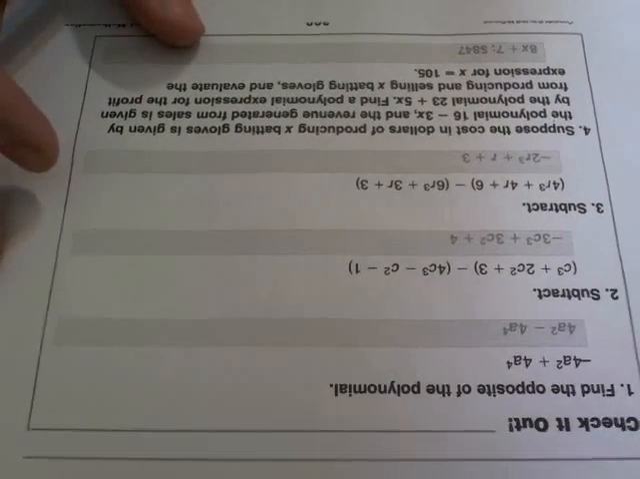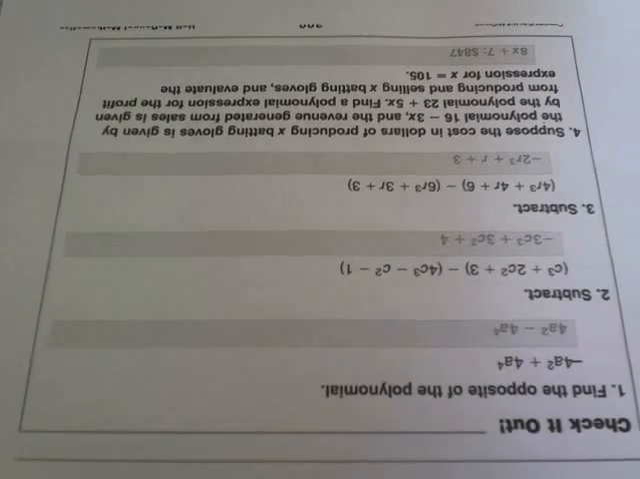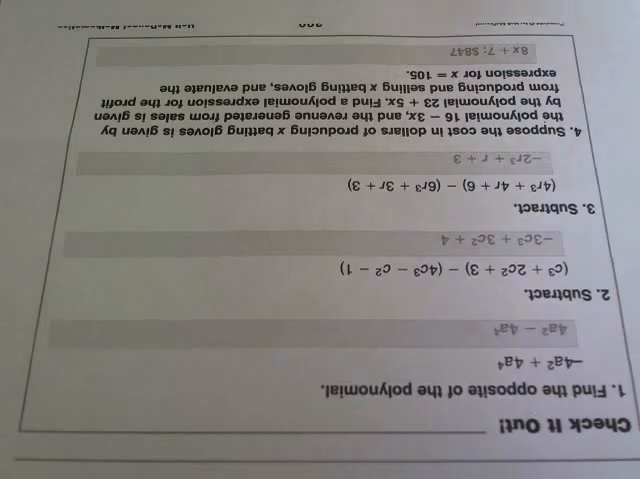All right, so let's go ahead and take a look at the concluding examples here. The check it out examples. Number 1, they're asking me to find the opposite of the polynomial, and they've given me negative 4a squared plus 4a to the 4th. So this is just like question number 1 that you did for me in the examples here on the previous page.